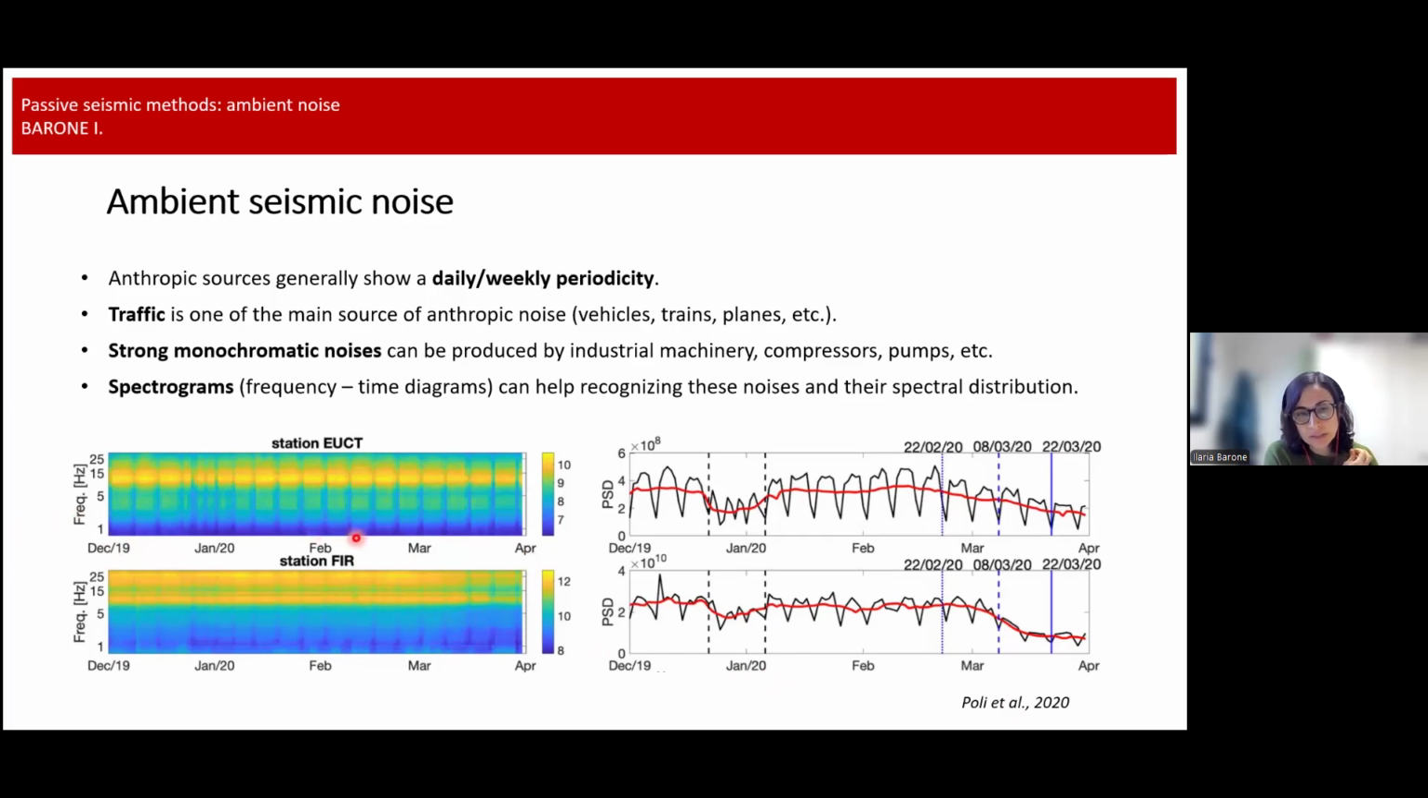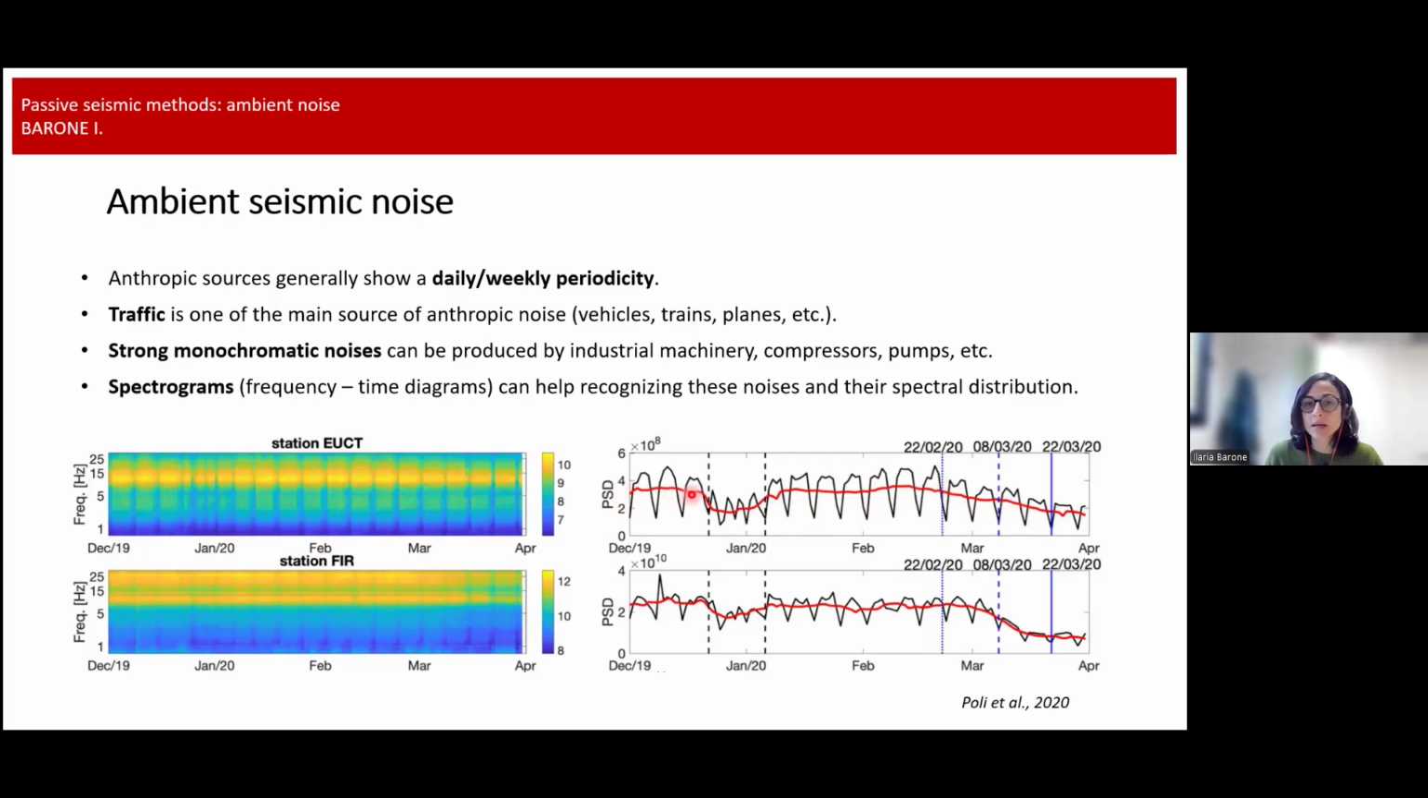And so here you can clearly see the weekly periodicity that is normal for anthropic noise, but somehow in this part of the year we had strange behavior. This weekly periodicity was somehow broken. And if we have a look at the PSD plot, and also at the moving average of this PSD plot, where we smooth out the weekly periodicity, this is the red curve.